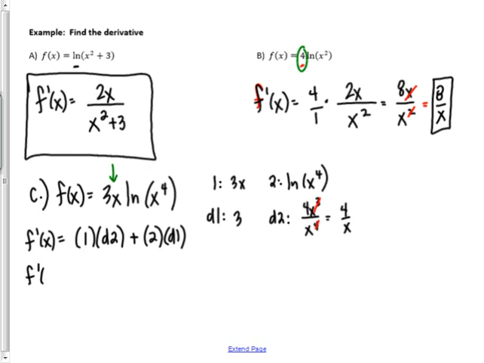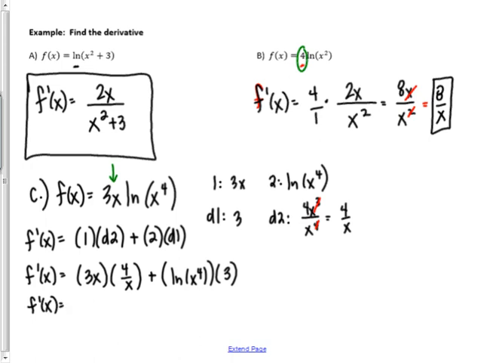All right, so let's fill that in. We have 3x times 4 over x plus natural log x to the 4th times d1, which is 3. All right, so when I'm simplifying this, see what happens here, these x's are going to cancel, and I'm just left with 3 times 4, which is 12.